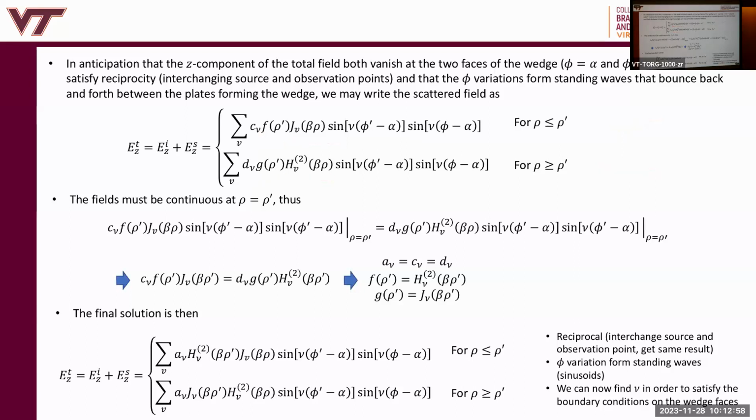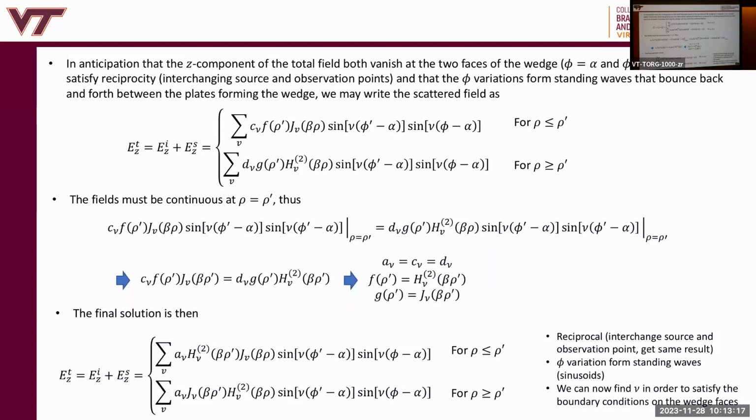All right. The fields must be continuous at rho equal to rho prime. We know that. So that means that the inner expansion here at rho equal to rho prime has to equal the outer expansion at rho equal to rho prime, right? Okay. So we set those equal to each other.